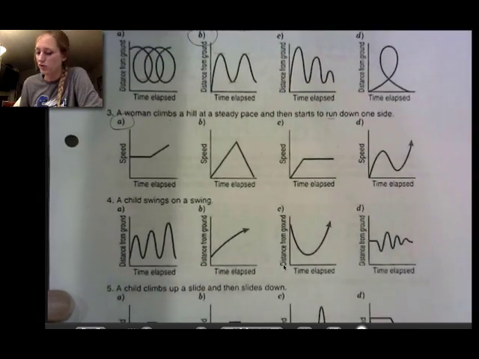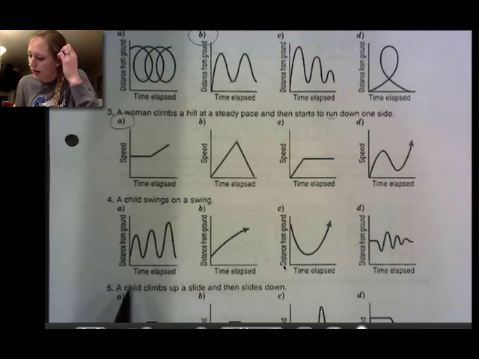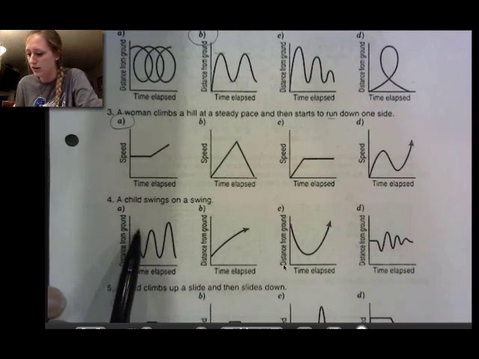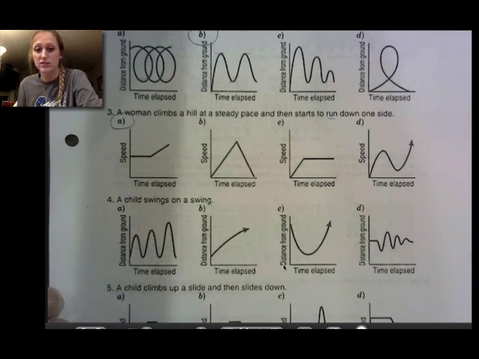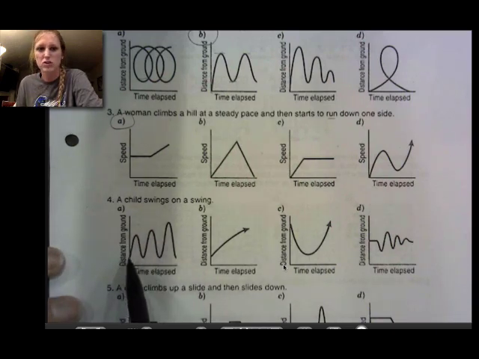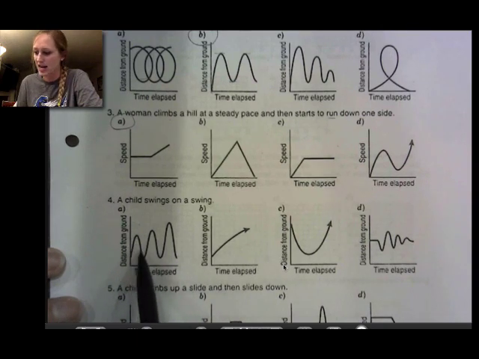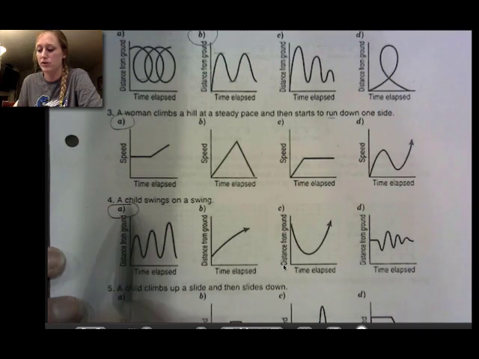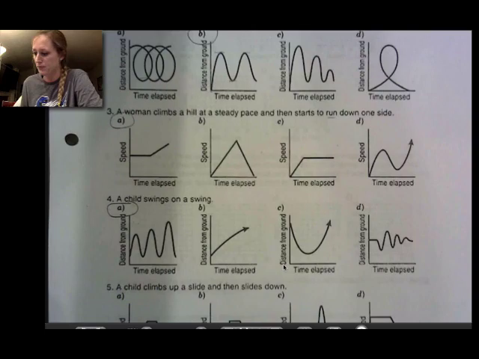A child swings on a swing. Distance from the ground over the time elapsed. So higher from the ground, back towards the ground, higher from the ground, back towards the ground. This one's actually very similar to the Ferris wheel, but I would say this one is probably a pretty good match because when you start swinging, your height isn't your max height, right? You get higher and higher with each pump. So the fact that this max height is getting a little bit higher each time makes this one a pretty good fit for a swing.